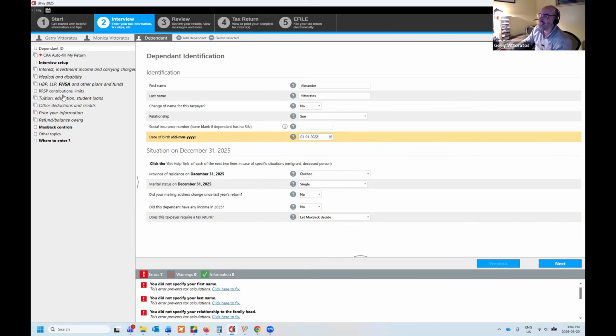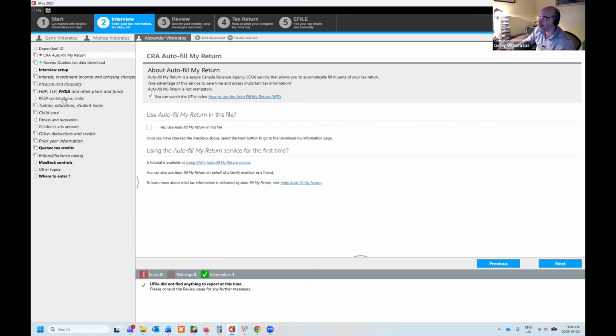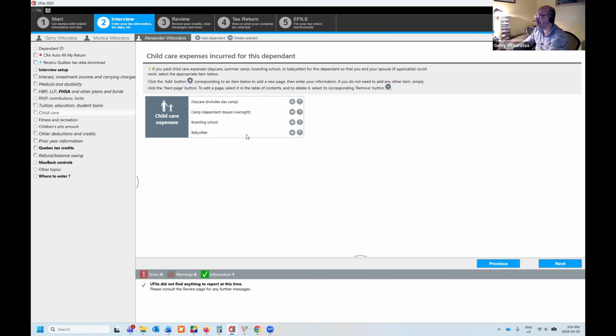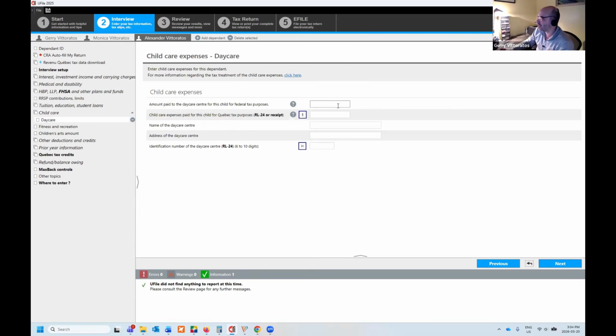If that child's 3, it's very likely that they have childcare expenses. Very, very likely. So when I click next, you'll notice right there, my childcare expenses will be right there. So now I go to childcare, and right here, I've got my childcare expenses, my daycare right there. I click on the plus sign, and then I enter whatever those fees are, which are quite high, and so on.